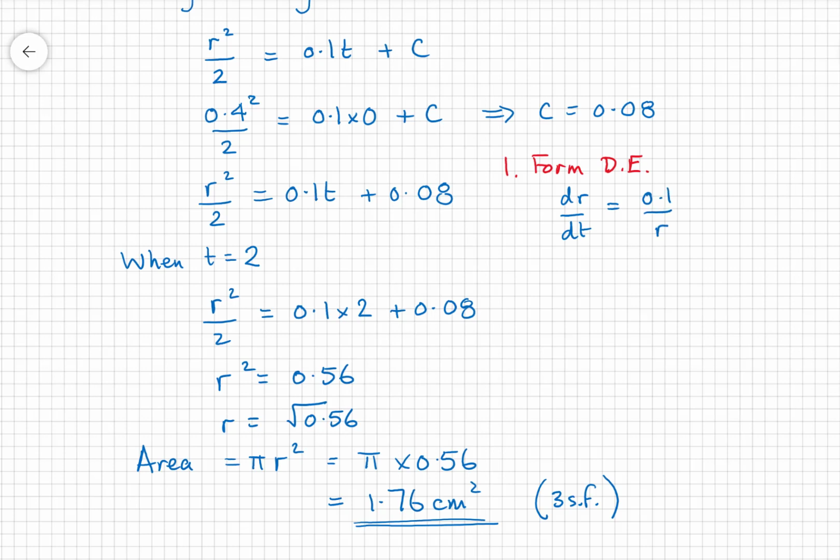Having found the differential equation, we could then go on to find the general solution. We did that by separating variables, and we arrived at r squared over 2 is equal to 0.1t plus c. Once we'd found the general solution, we used the information given to find the particular solution.